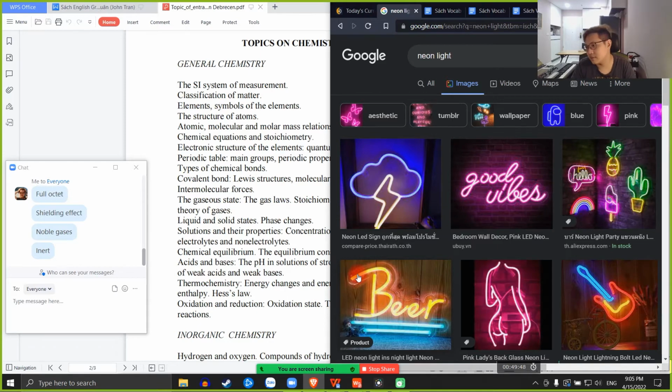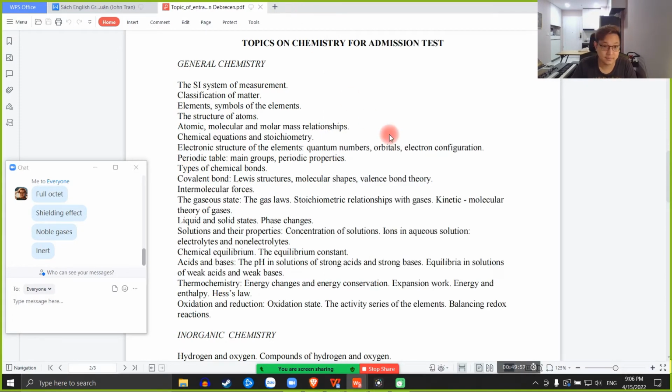We also have other uses for noble gases, but maybe it's better if you search for it on your own. Now, let's talk about types of chemical bonds.